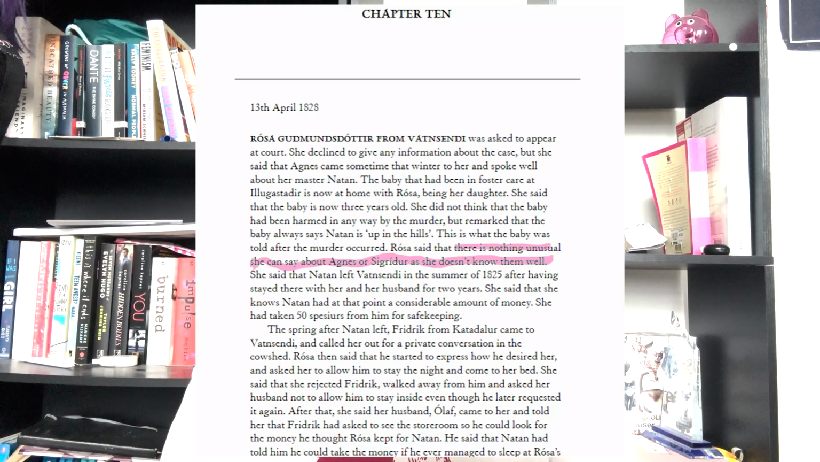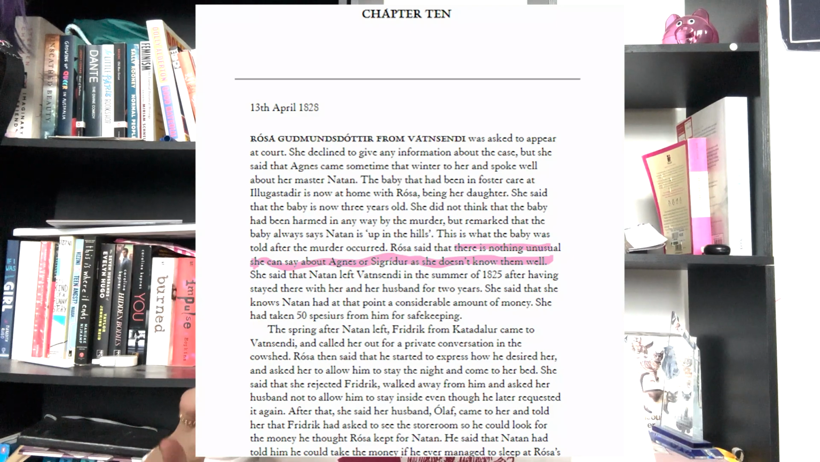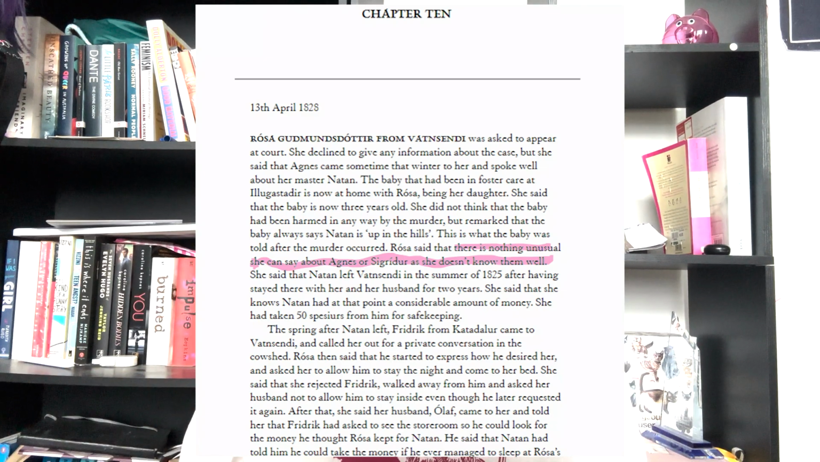Nothing unusual that she can say about Agnes or Siga, as she doesn't know them well. Isn't that interesting? Because she had such things to say in her poems, but when it comes to this sort of setting, she has nothing unusual to say. This highlights to us the multifaceted nature of what truth is in this society, and the fact that there are so many different accounts of things that happen, and we really don't know who we can trust.